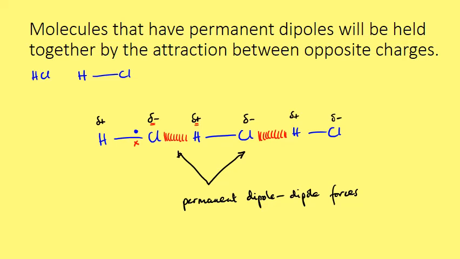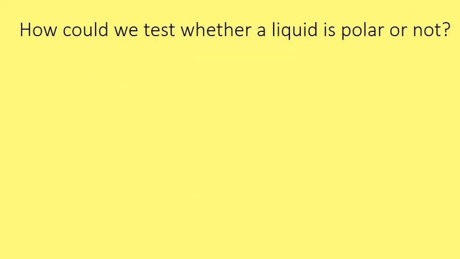And the last thing we need to do with permanent dipole-dipole forces is to look for some evidence of their existence. And that's what we'll do next. And we'll do that by asking ourselves this question: how could we test whether a liquid is polar or not? Polar being another word for a molecule that has permanent dipoles.